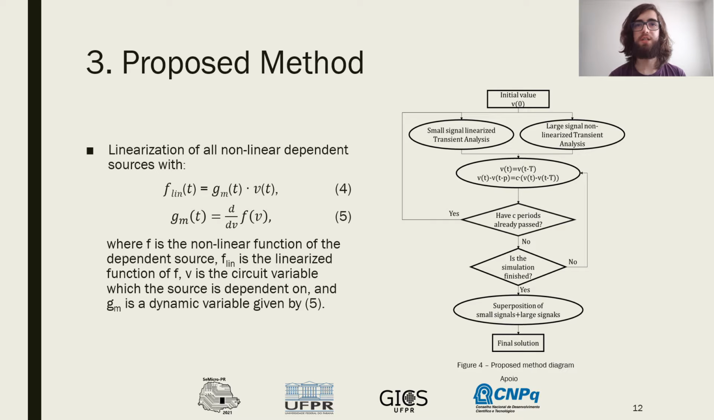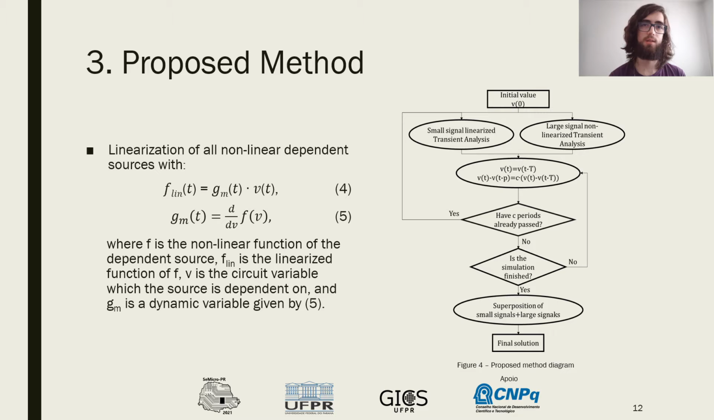The linearization is done by modifying all nonlinear dependent sources using equations 4 and 5, where f is the nonlinear function of the dependent source, flin is the linearized function of f, v is the circuit variable which the source is dependent on, and gm is a dynamic variable given by 5. We can better visualize how it works with the diagram on the right.